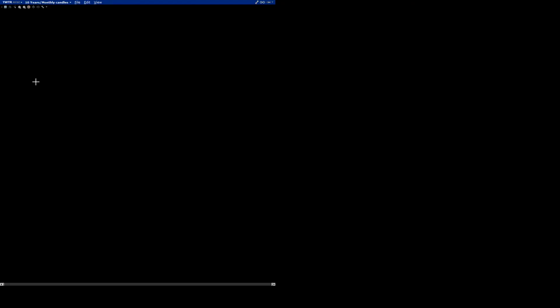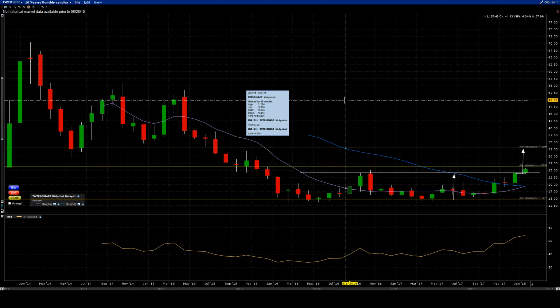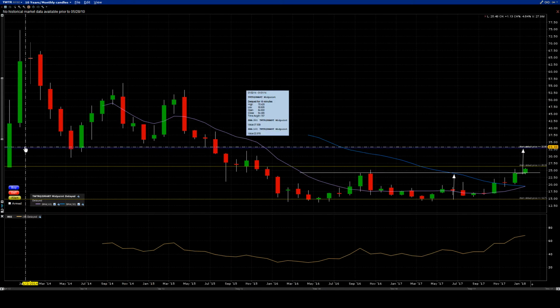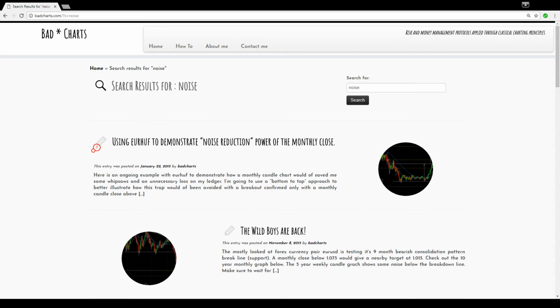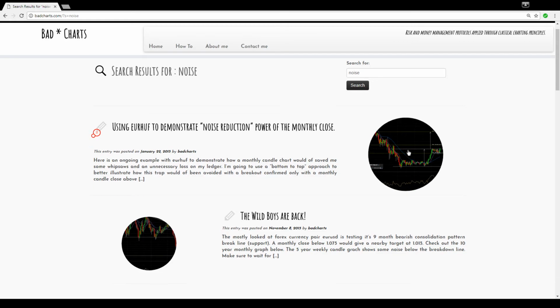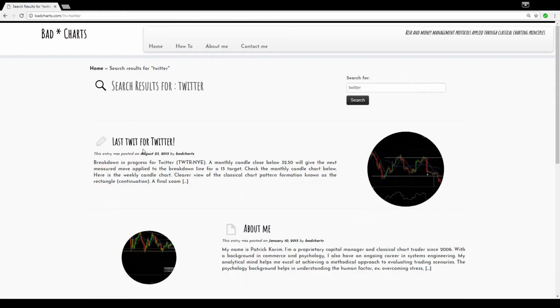Twitter, let's go back to the 10-year chart, full view. What's interesting here is the previous breakdown. Just before opening my trading, I always like to go to my main blog website. Let's go there now. And I did a little search for Twitter, because I remembered having done an analysis for Twitter.